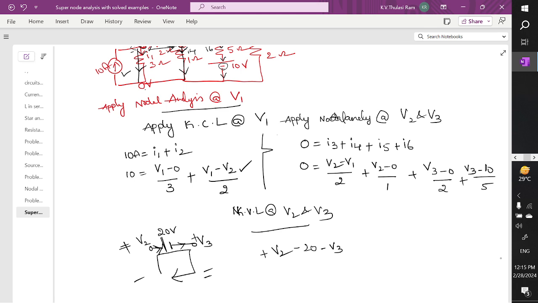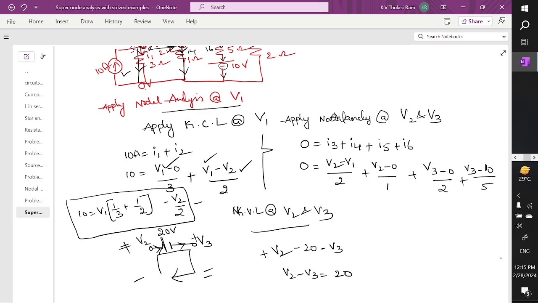So from these three equations, when you are going to solve, try to use your calculator and express the equation in terms of V1, V2, V3. So this equation I can write down as V2 minus V3 is equal to 20. And this equation I can write down as 10 is equal to V1, I am taking common, which is nothing but 1 by 3 plus 1 by 2. So I am taking the V1 term as common, minus V2 by 2. So when you perform the analysis, you are going to get the equations for this.